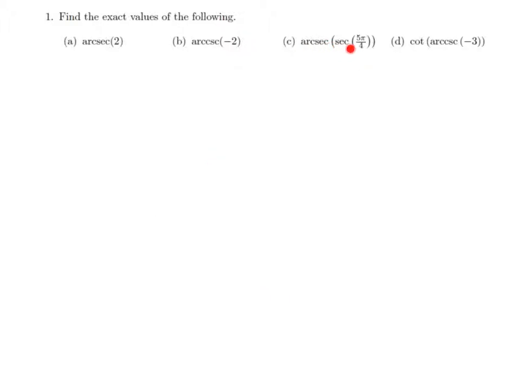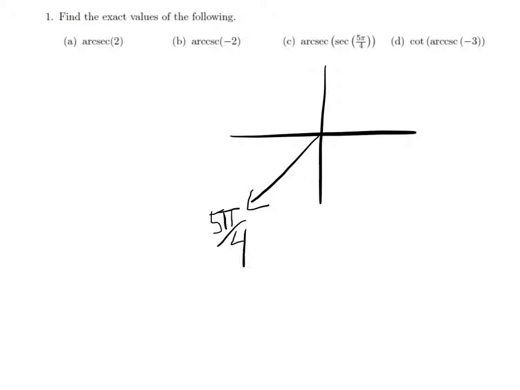Arc secant of 5 pi fourths. Secant and arc secant essentially cancel, assuming this is in the correct range. However, this one is not. 5 pi fourths is right here. That is 5 pi fourths. Arc secant lives here.